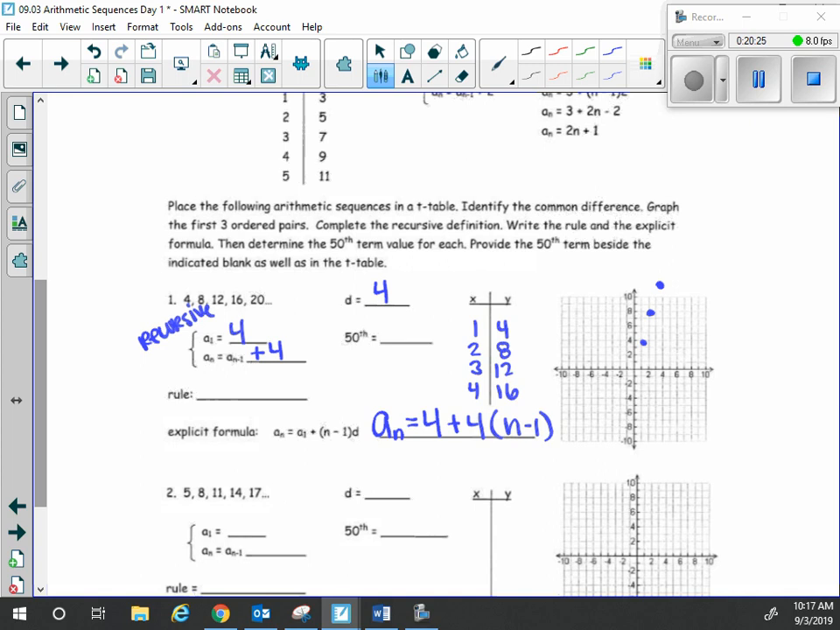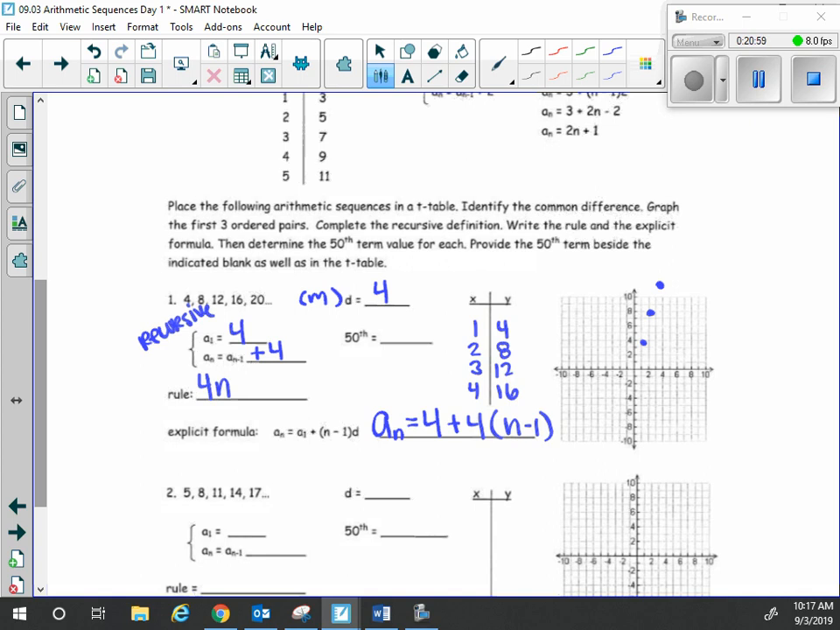Oh, mx plus b, right? What would be the slope of this line? 4 over 1. 4, right? My slope would be 4. What else is 4? The difference, right? So your common difference is the same as your slope. So I could write 4n because my slope times the position.